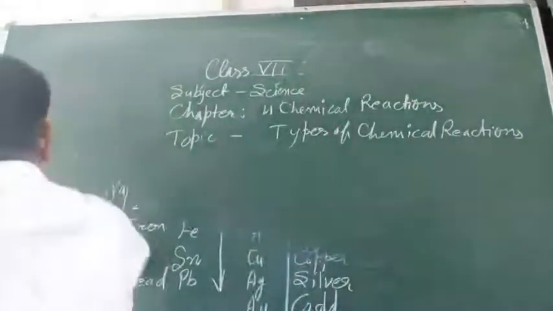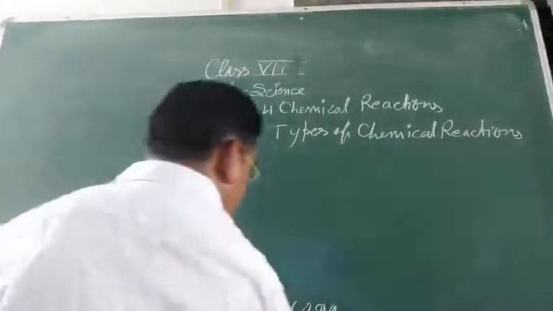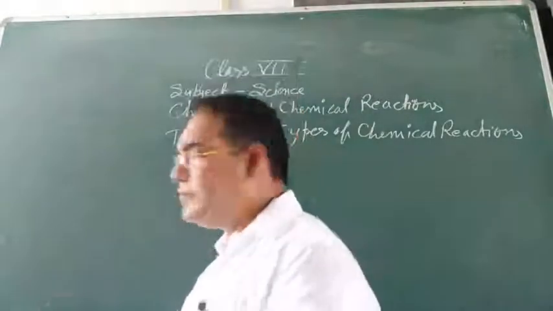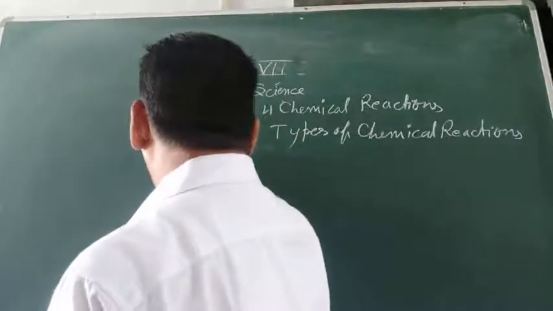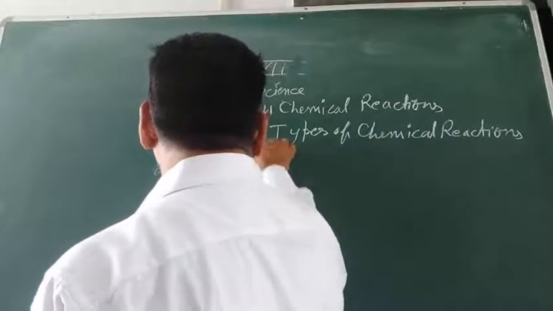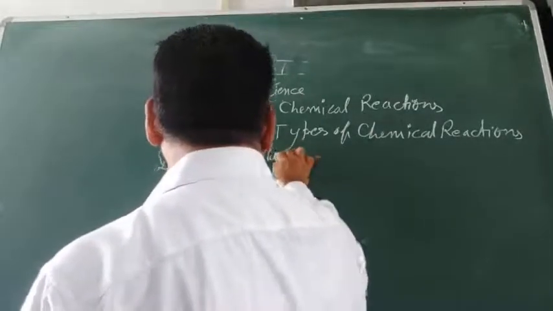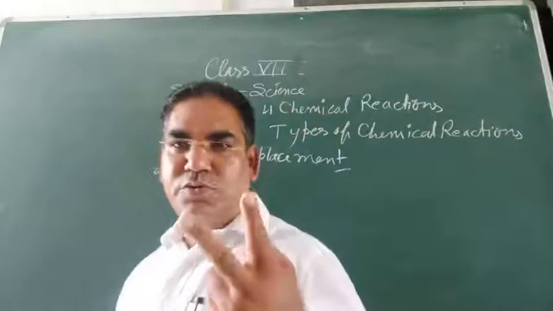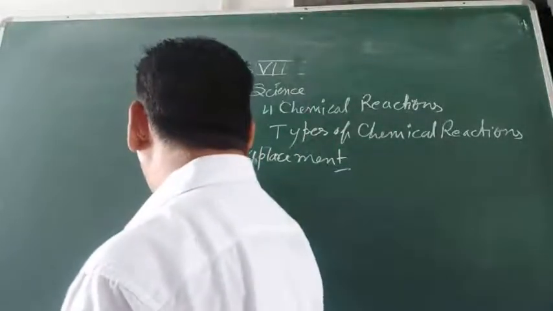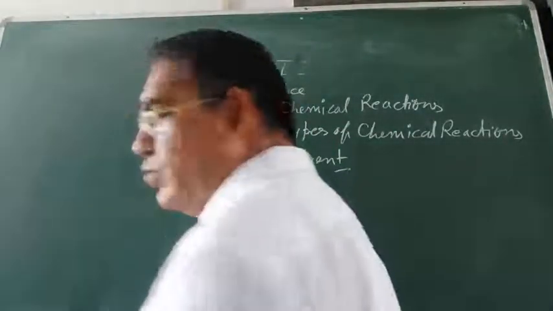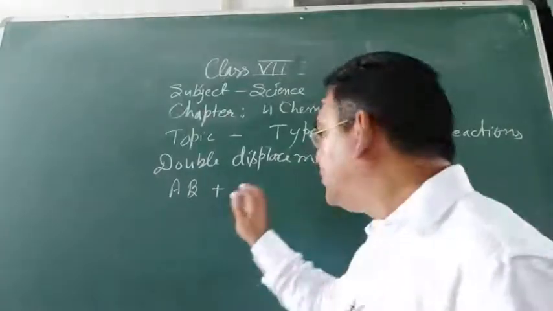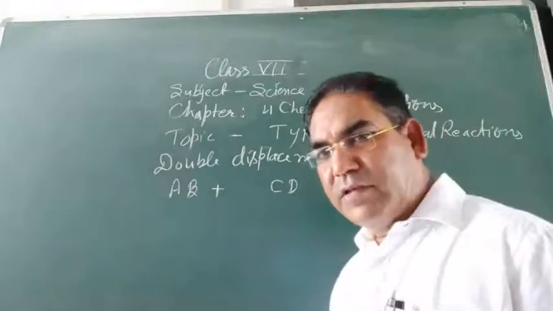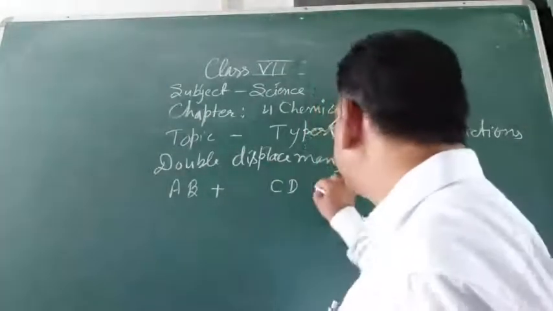Now, the next reaction is the double displacement reaction. In such kinds of reactions, there are 2 salts, 2 compounds. One compound is AB and the second compound is CD.